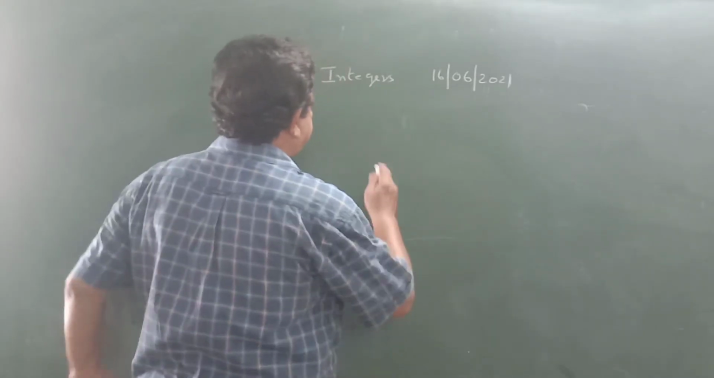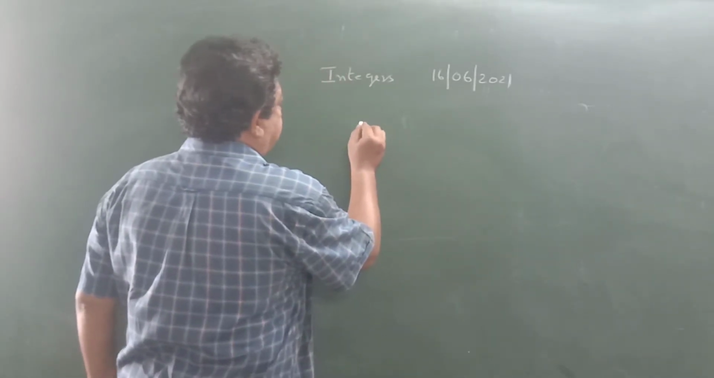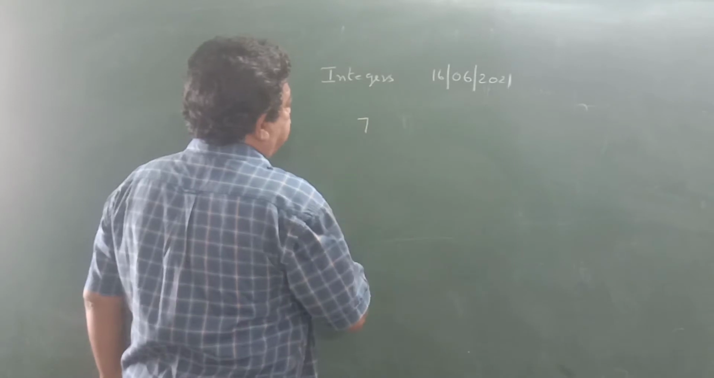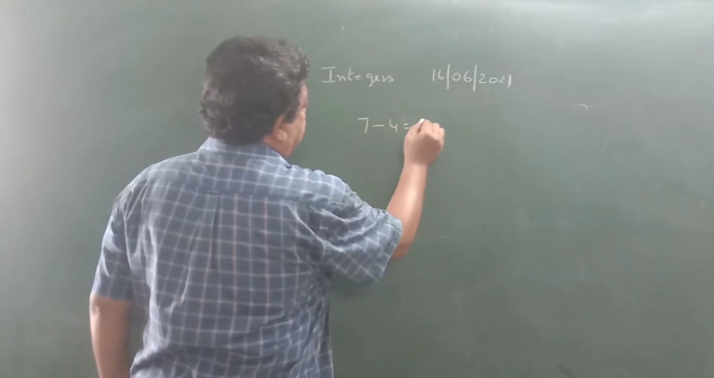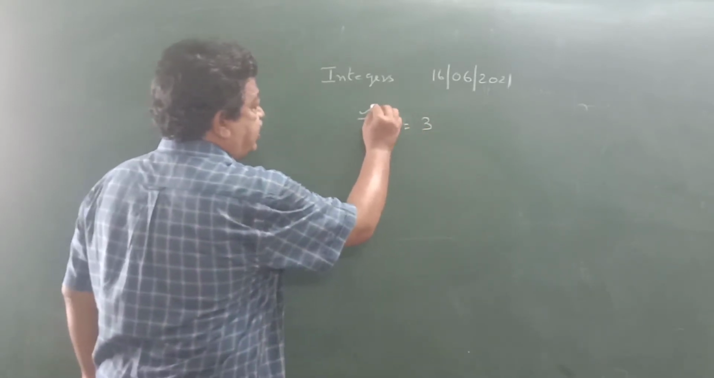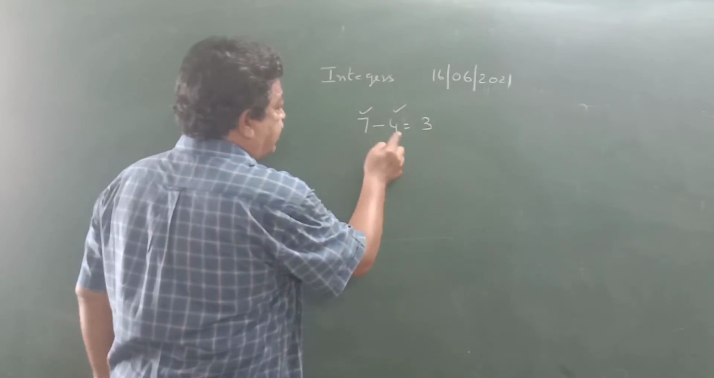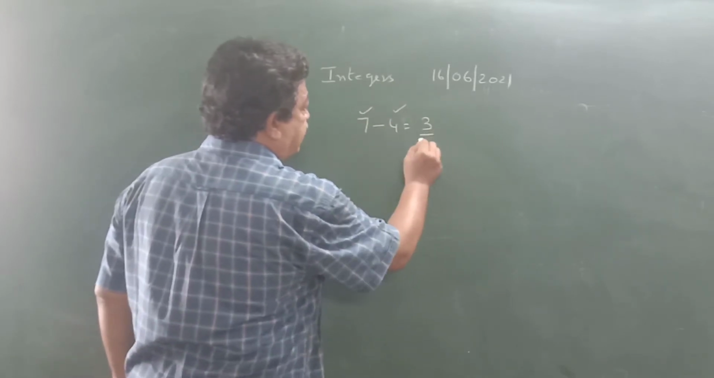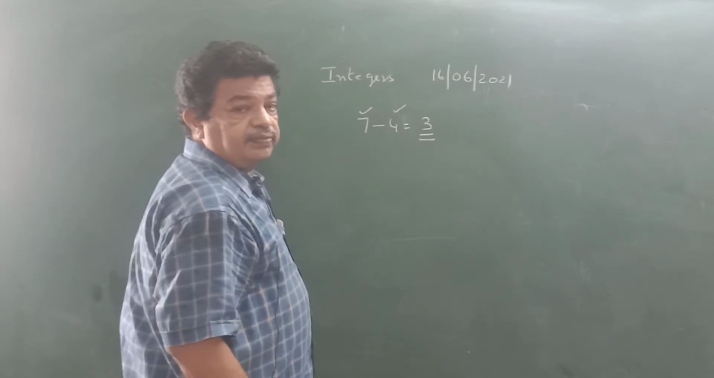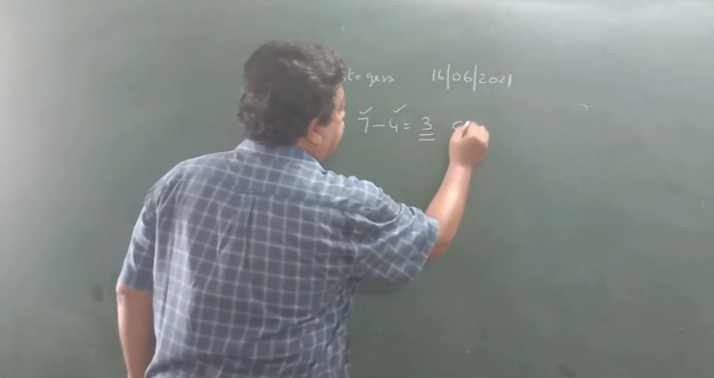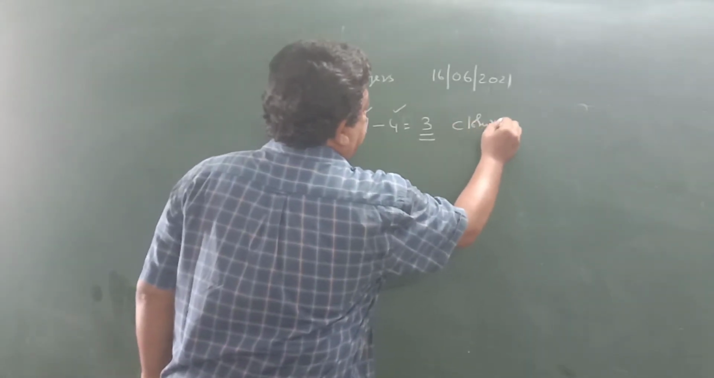Next we take up subtraction properties. What is this? 7. What is 7 minus 4? 3. 7 is an integer, 4 is an integer. The difference of 7 and 4 equal to 3. 3 is an integer. Integers have closure property under subtraction.